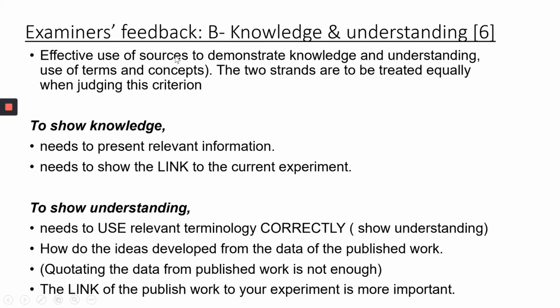This is from the examiner feedback related to Criteria B on knowledge and understanding. This criteria focuses on two main strands, and they are weighted equally. One is knowledge, another one is understanding. So how do we present knowledge? First of all, you need to present references that are relevant to your experiment. And then also to show knowledge, you need to show how these external studies are linked with your current experiment.